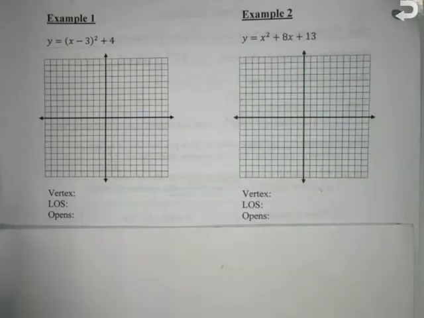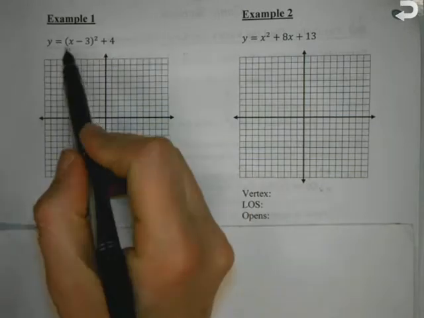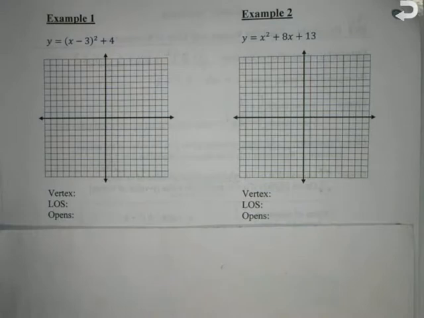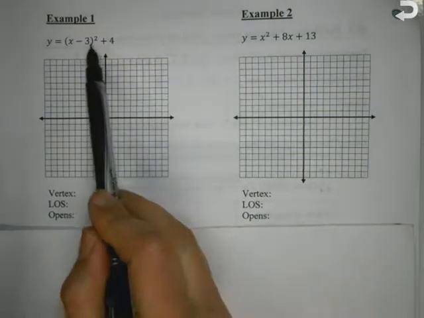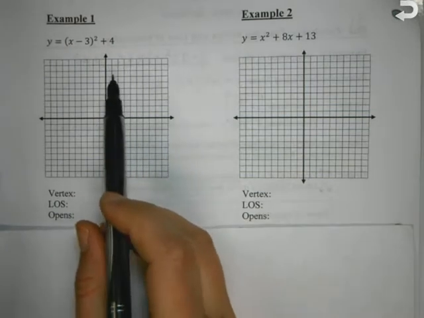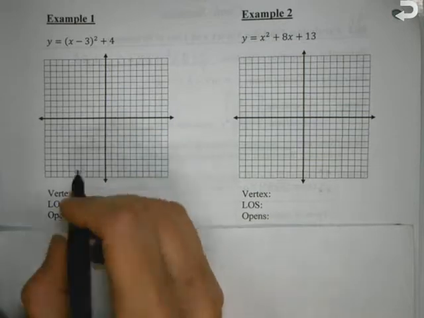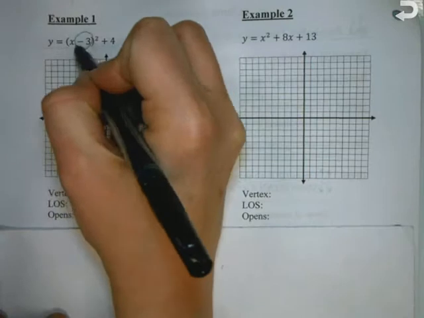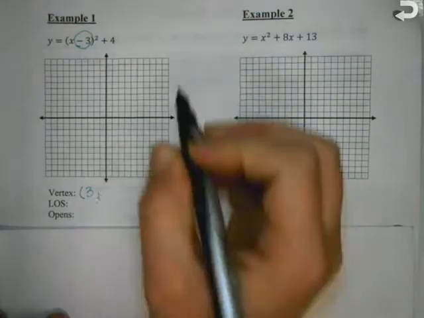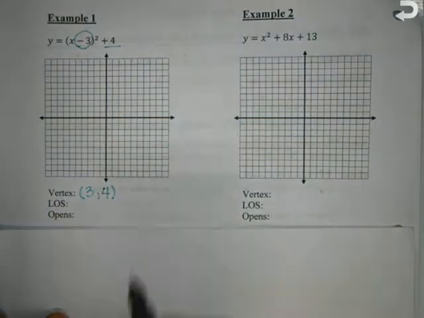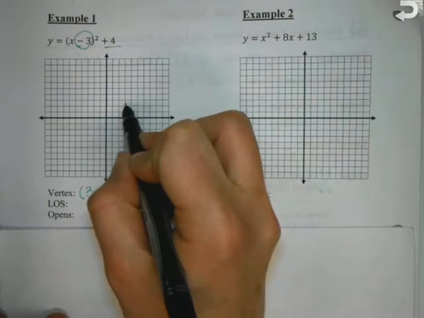So, example 1, we have y equals x minus 3 squared plus 4. Let's look. Is this in vertex or standard form? Vertex form, right? So this is really nice because we don't have to really do much work. What's my vertex? 3. Because remember, even though there's a negative attached to it, we take the opposite. So 3, and the y-coordinate is 4. So let's graph that first. 1, 2, 3. 1, 2, 3, 4.